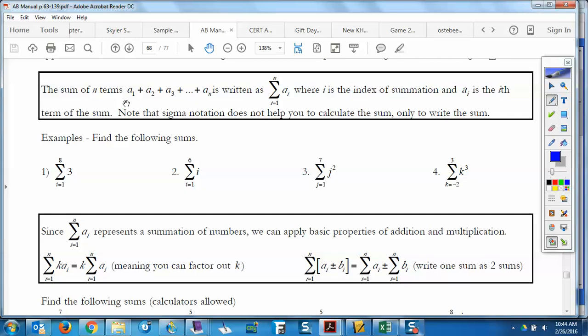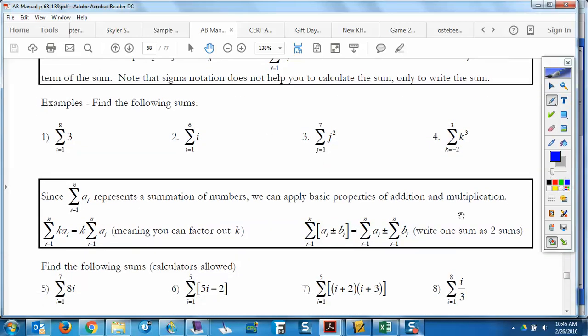It starts here and it always goes up by 1 until there. Okay? Sigma notation does not help you find the sum. It only gives you a way to write the sum. Okay, so we're gonna help with that as well. Okay, so let's do these right here.